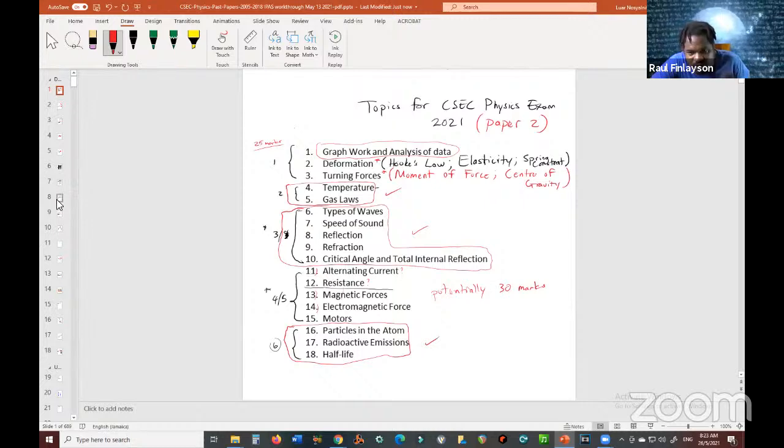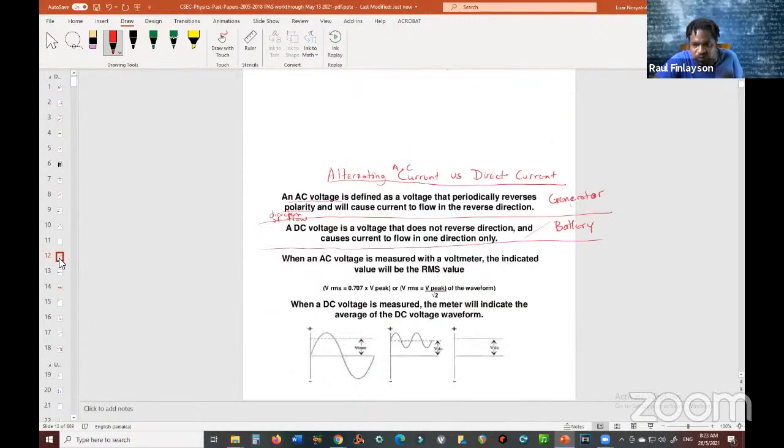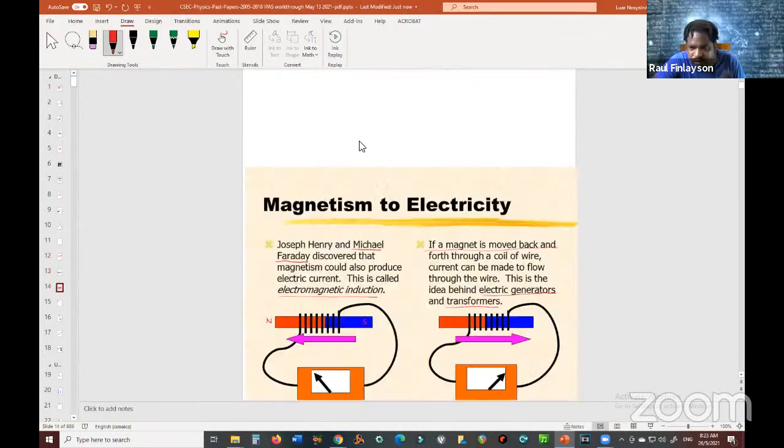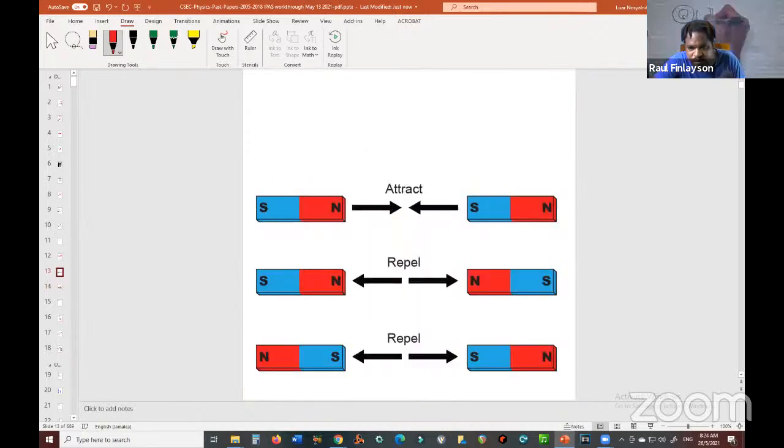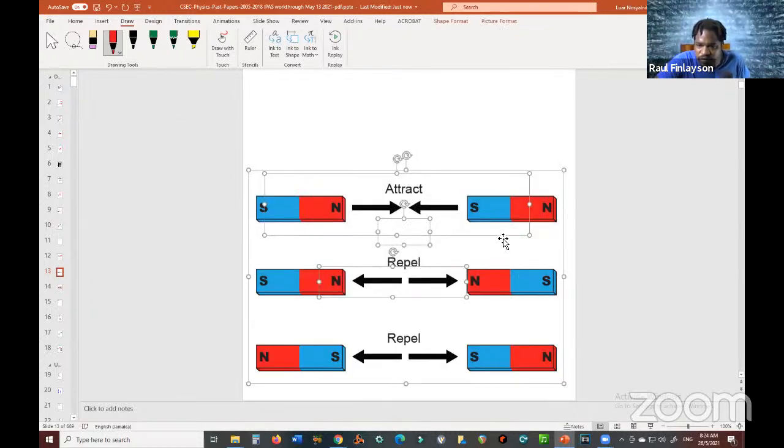All right, let me see something. The AC current. Did I send this? I don't think I sent this in the group. Never sent it at all. Nope. So I forgot to send this then. All right. I'm going to try and send this in the group.